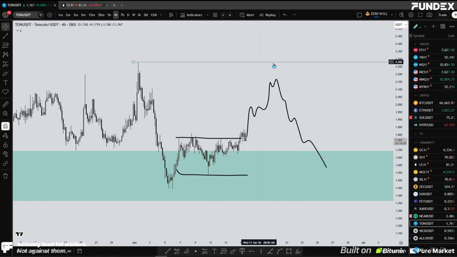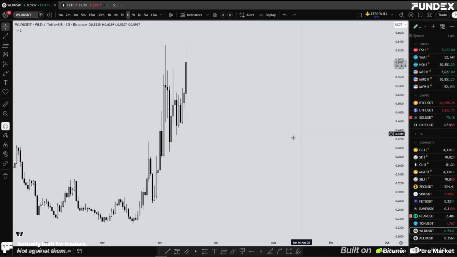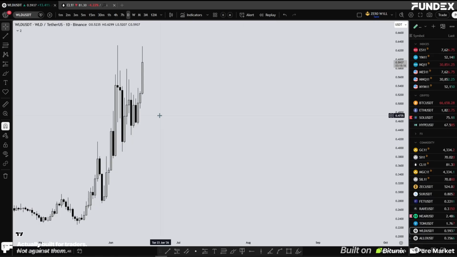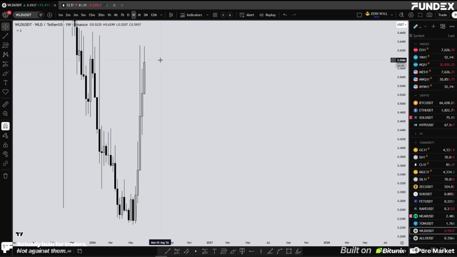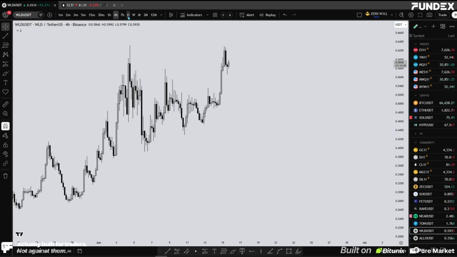So again, I don't think it has the gas to move all the way up there. But more than happy to be wrong. And Wild still does not give a shit. Excellent. Gotta love that. We gotta love the anti-heroes, even though they're not my favorite to trade. I mean, it's doing its thing.